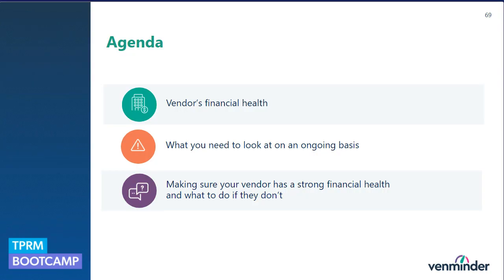Thank you, Jesse. Today's agenda, as it pertains to reviewing vendors' financial health, will focus on what you need to be doing and looking at on an ongoing basis, making sure that your vendor has a strong financial health profile, and what to do if they don't. Then we'll go through some of the existing resources you could utilize in your day-to-day vendor financial health reviews across your business. So let's jump right in.